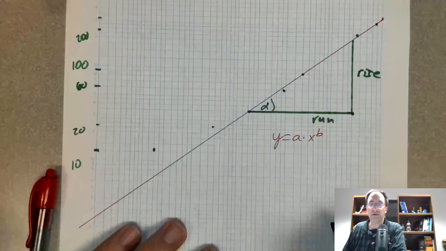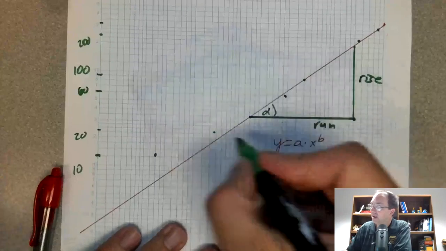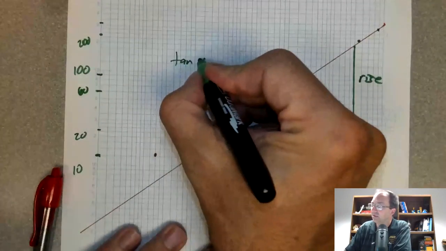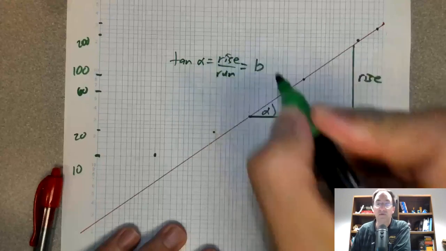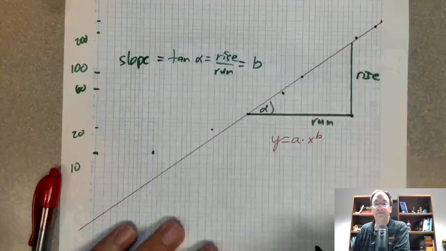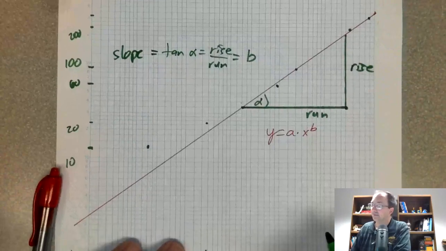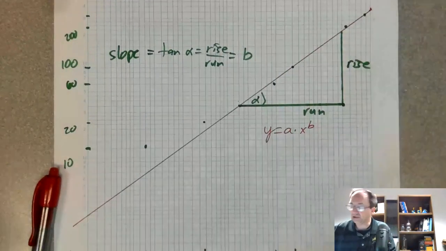But another way is to use some trigonometry and just find that angle. And if we can find that angle, then we know the tangent of that angle is going to be that ratio, rise over run, which is going to be the b value or the slope that we are interested in. So what we really need is alpha. And for that, we need a protractor.